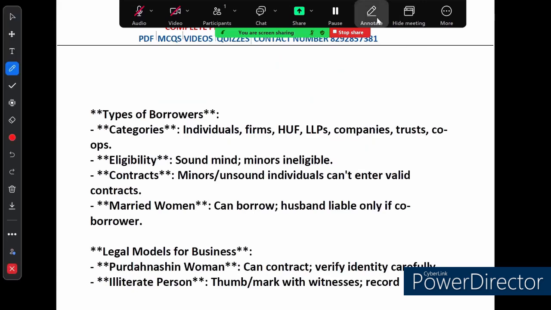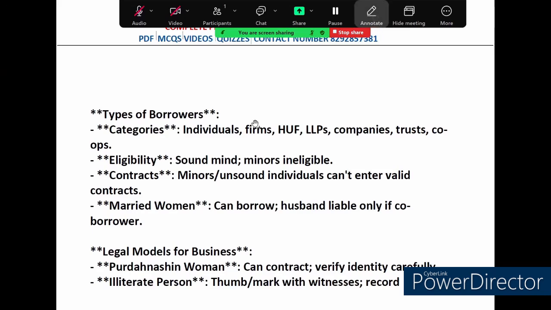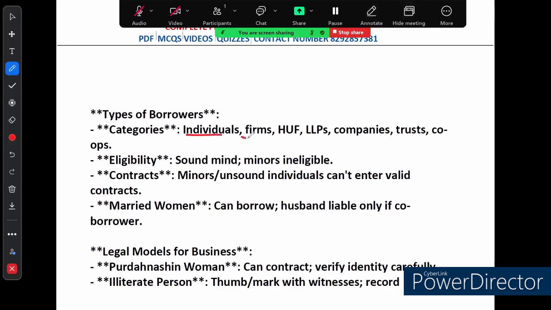The first thing you have to see is regarding the types of borrower. As you can see, there are different categories of borrower. Borrower can be individual, borrower can be firms, it can be HUF, it can be trust, it can be cooperative societies. And now eligibility. If we talk about eligibility, to borrow you need to be of sound mind. Minor under 18 can't borrow money. Remember this is very important.